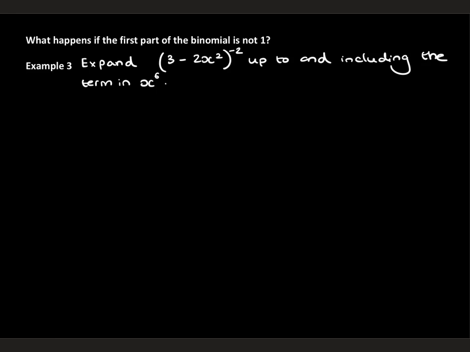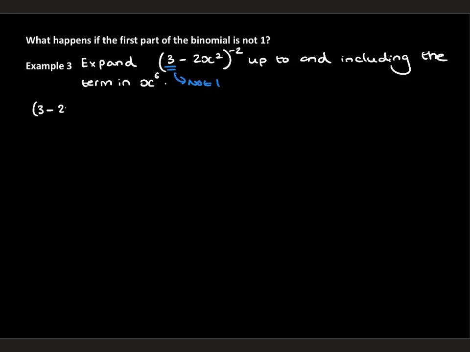So, third example, a little bit harder. We're going to expand (3 minus 2x squared) all to the power of negative 2 up to and including the term in x to the power 6. So, let's start looking at this. First thing to notice, of course, is that that is not 1 inside the first part of the bracket here. We need to rewrite this.